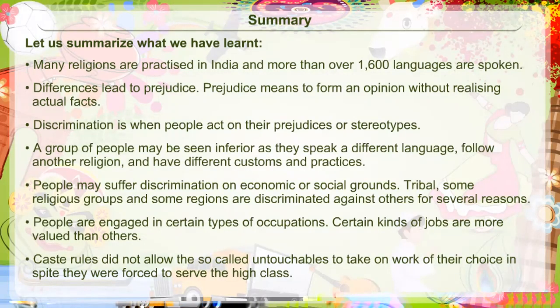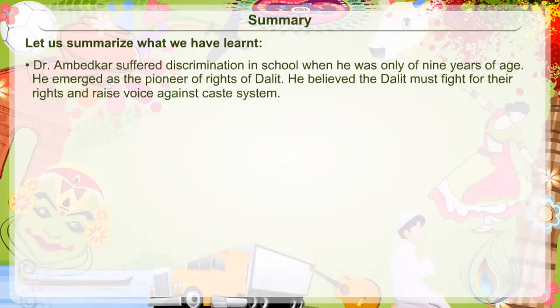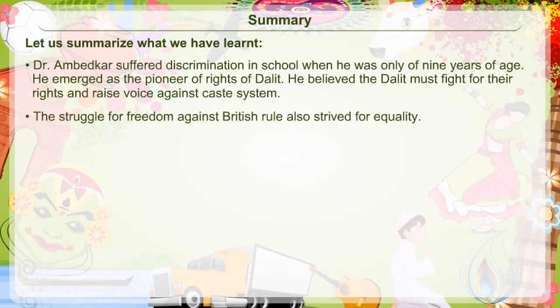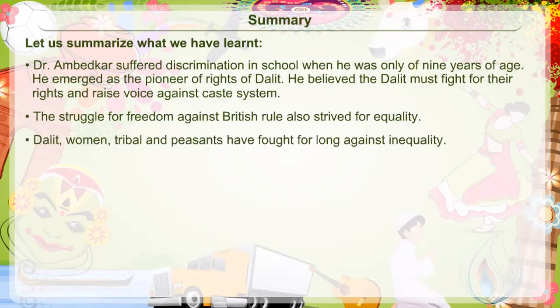Caste rules did not allow the so-called untouchables to take on work of their choice. Instead, they were forced to serve the high class. Dr. Ambedkar suffered discrimination in school when he was only 9 years of age. He emerged as the pioneer of the rights of Dalits. He believed the Dalits must fight for their rights and raise their voice against the caste system. The struggle for freedom against British rule also strived for equality. Dalits, women, tribals and peasants have fought for long against inequality.